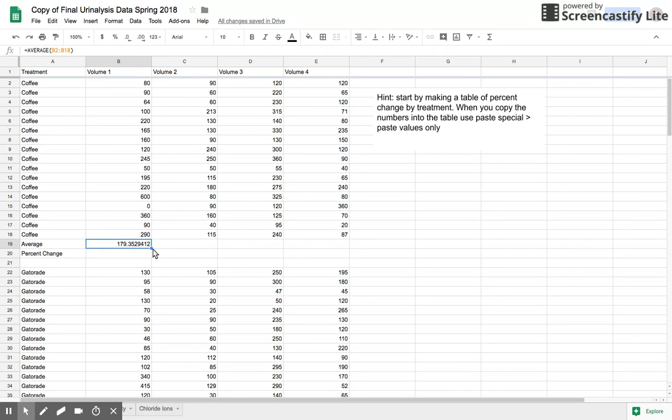I'm next going to pull that across, and by pulling it across, it averages all of these columns for me. So that was pretty easy.